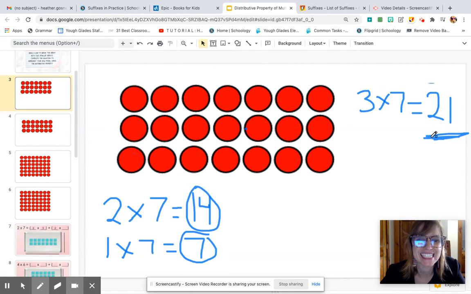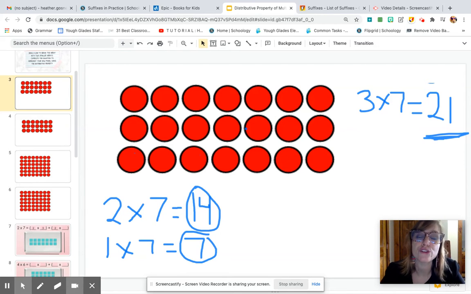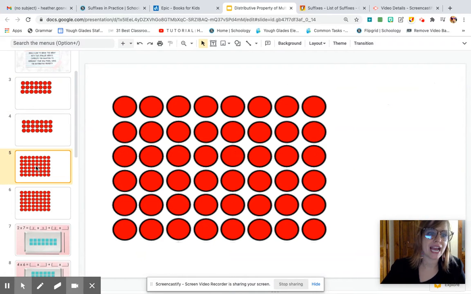So we're going to practice this again. So we're going to practice it another time. Now you can split the array in any way you like. The key is that you split it in a way that's easier for you. What facts do you know best? So let's look at this next array.